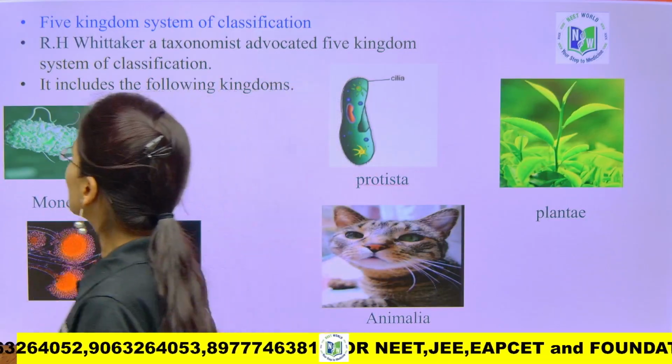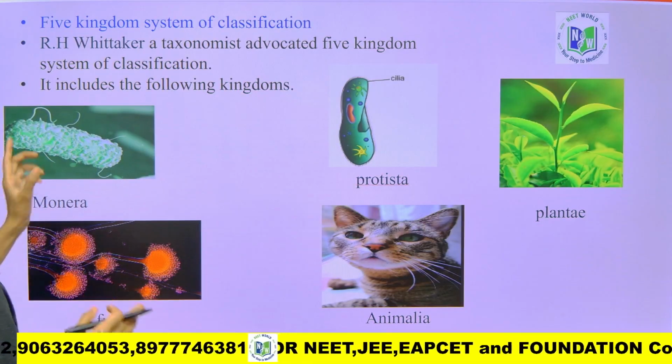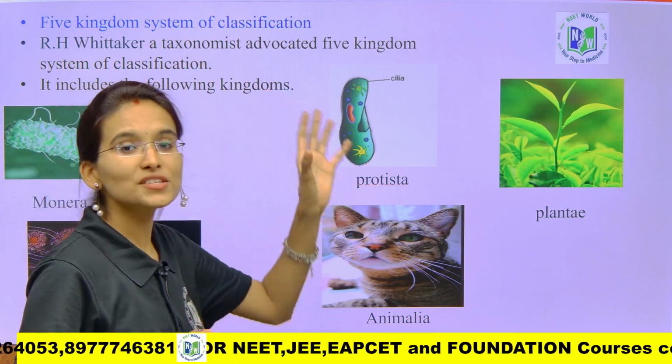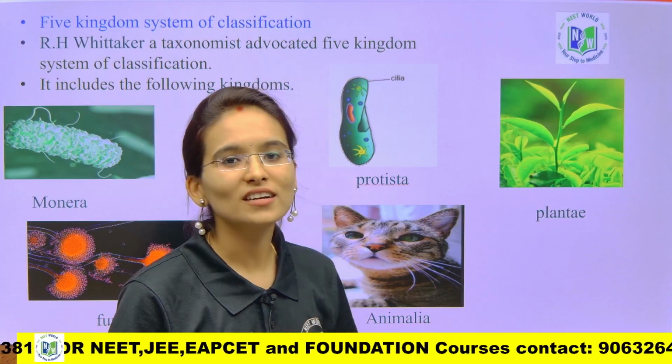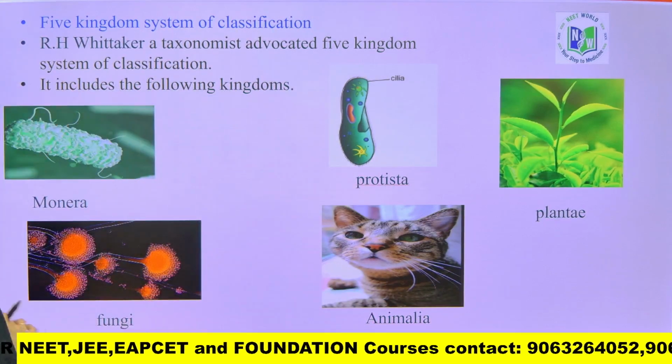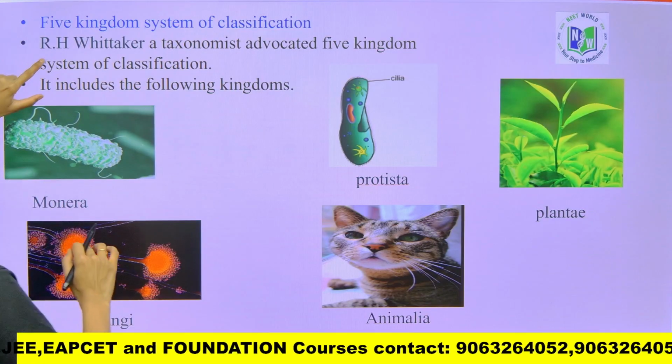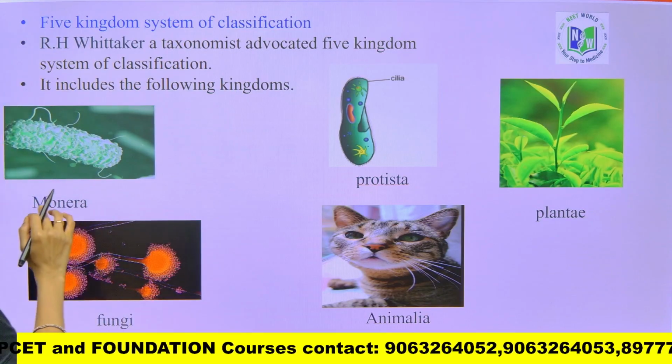Yes. So now, the 5 kingdom system of classification. R.H. Whittaker has given the 5 kingdom system of classification. Make a star mark, students, as it is going to form a question of 1 marker type.